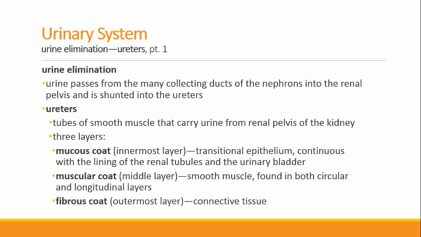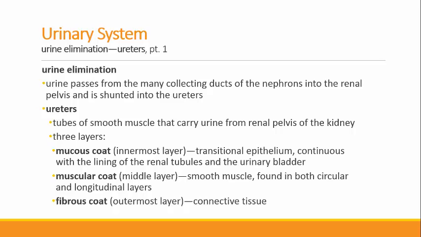Urine collects then in the renal pelvis. The final product that is released from the distal convoluted tubules and into the collecting ducts flows down the collecting ducts into the renal pelvis, collecting in the minor calyces and then the major calyces, and then finally into the pelvis. And it is shunted from the pelvis into the ureters.